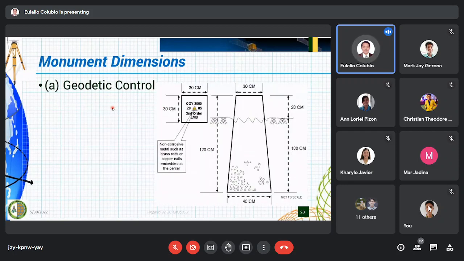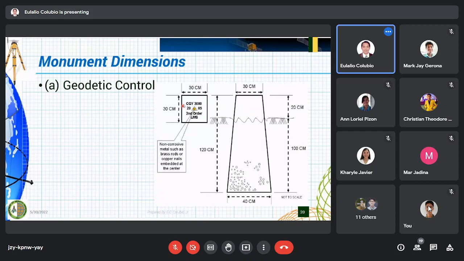Okay, so these are the sizes of our monuments. In the side view, the top is 30 by 30 for first and second order, and the bottom is 40 by 40 for the first and second order geodetic control. And then the inscription or lettering for the geodetic control is usually located on the top of the monument, not on the side, on the ceiling.